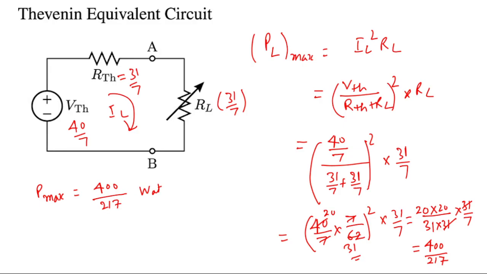If you calculate this 400 divided by 217, the value will be equal to 1.84 watt. So that will be the maximum power that can be transferred to the load.